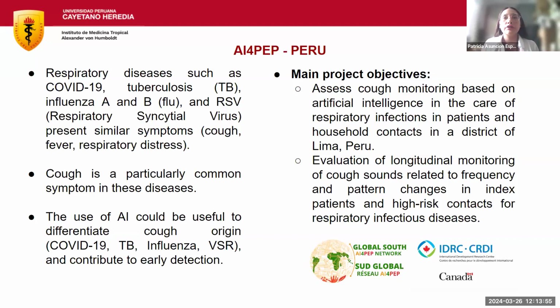So it's really important in this project that we want to detect or stop the transmission. So it's crucial to evaluate the role of the high-risk contacts, in order to see at what time they start with symptoms, or to see if the pattern of cough can give some hints for the detection of the disease.